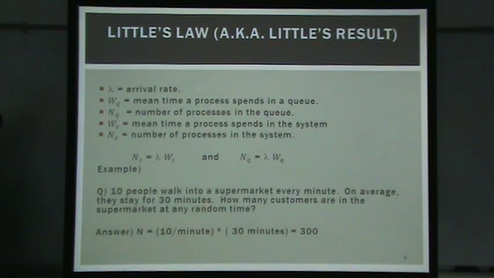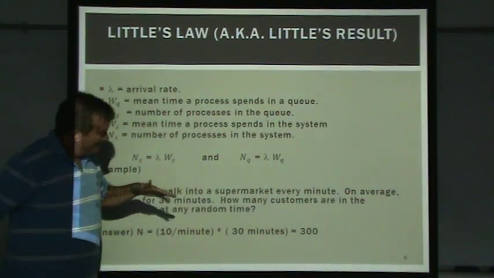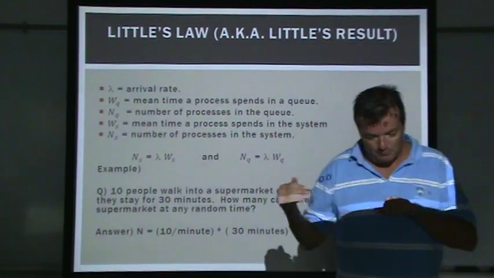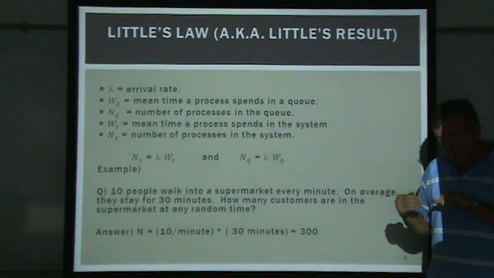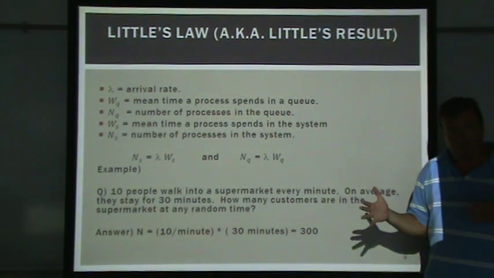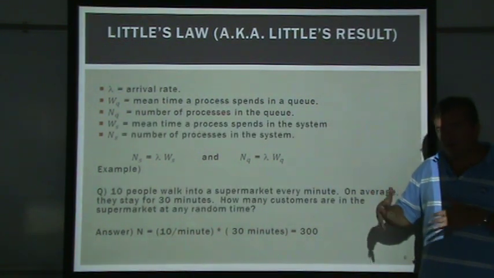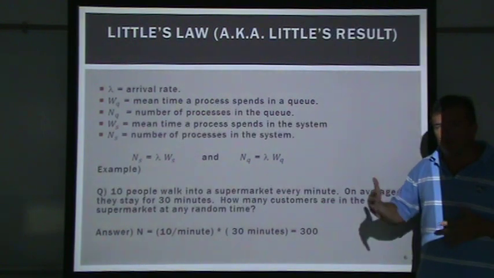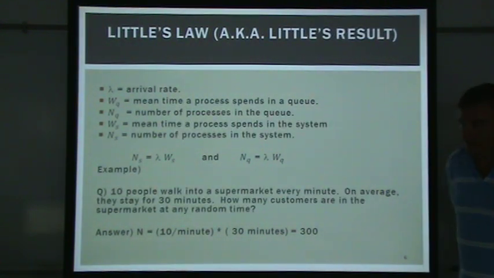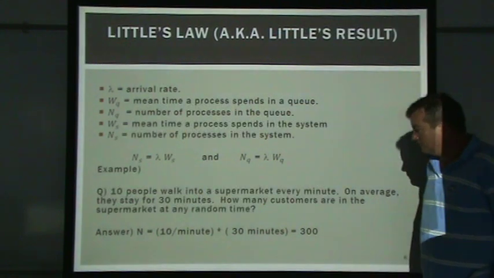So hopefully this is an intuitive example. If we have 10 people walk into a supermarket every minute, and on average they stay there for 30 minutes, then at a random point in time, how many people are in the supermarket? The intuition is, it's a rate of 10 per minute. So you might think, well, maybe there's 10, but that would be true if they stayed for 1 minute. If they stayed for 2 minutes, then there'd be on average 20 people there, and so on. And if on average they stayed for 30 minutes, then it would be 10 times 30, which would be 300 people on average.